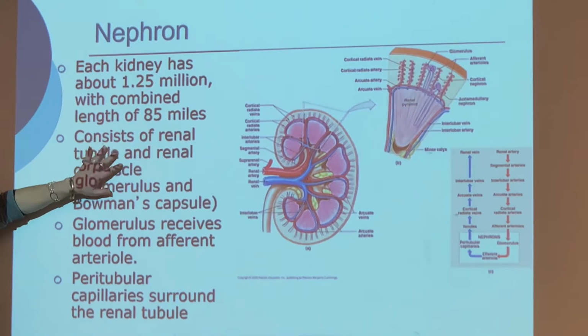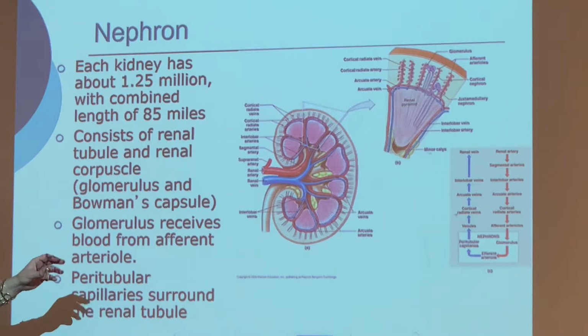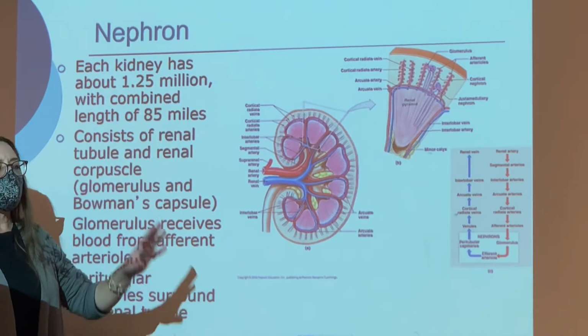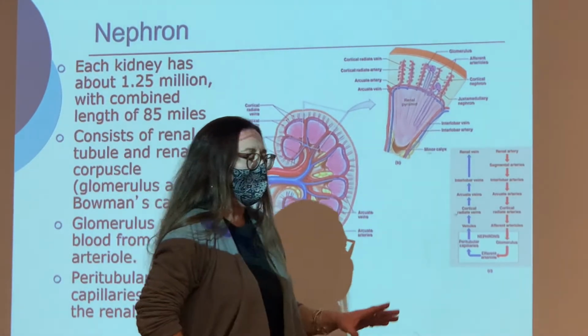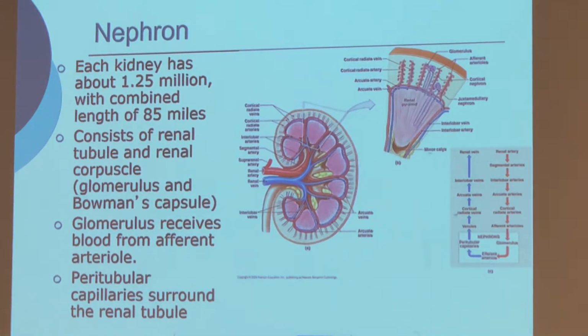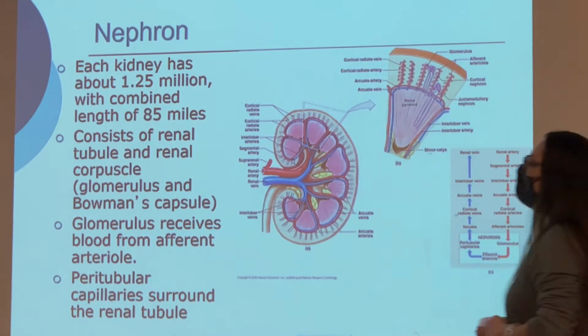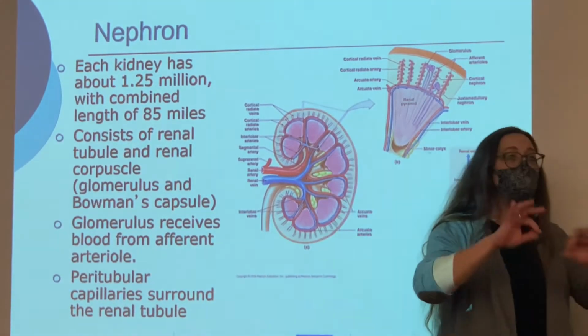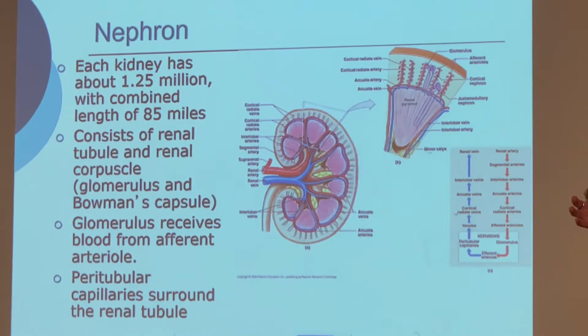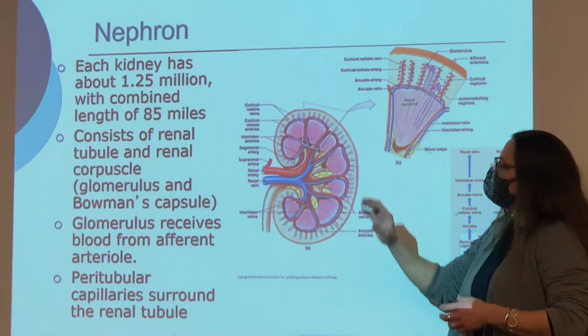Let me back up. When we look at these nephrons, the nephron consists partly of these little tubes. We have a little over 1 million nephrons per kidney. If we take the tubes, which are called tubules, of all the nephrons in each kidney, we would have about 85 miles of tubule if we stretch them all end to end. So that's a lot, right?